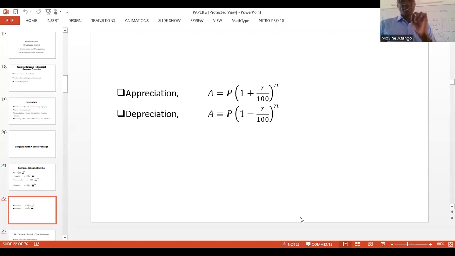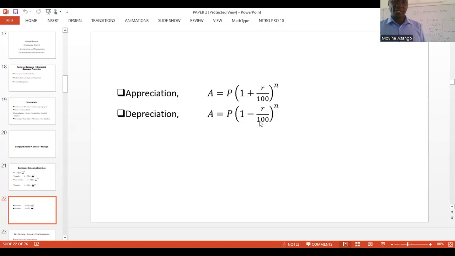Now, if we are using the same formula for appreciation and depreciation, as you can see on your screen, that is what we have. Suppose an item was bought at 10,000 shillings and it is appreciating at a rate of 12% per annum. And then I want to get the amount of its value after 2.5 years. I want to say clearly that in that case, we accept that the value of n can be a decimal number.